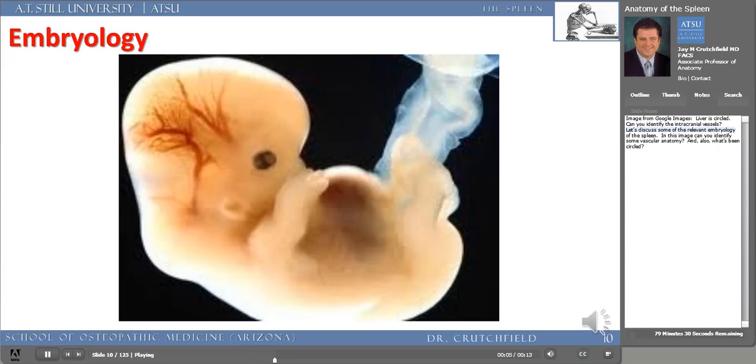In this image, can you identify some vascular anatomy, and also, what have I circled?